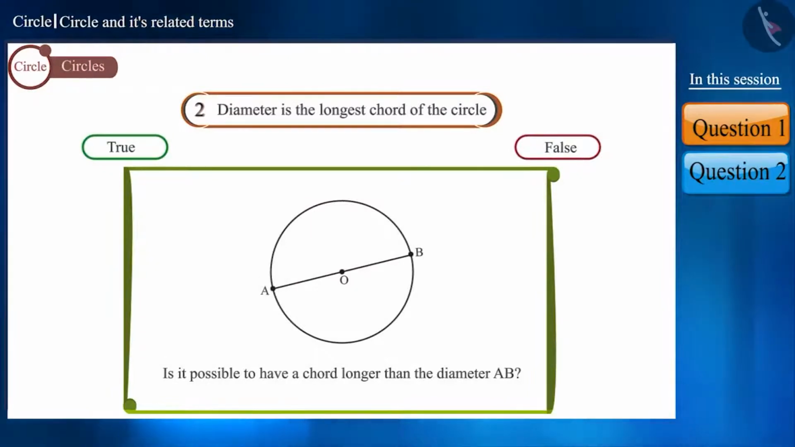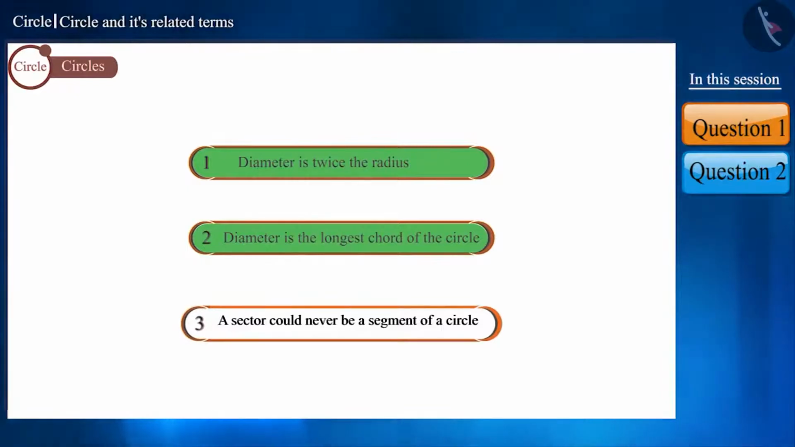You will see that in the circle, if we draw more chords parallel to this diameter, then the chords closer to the center are longer than the chords located away from the center. And the diameter, which is the chord that passes through the center, is the longest chord of the circle. You will come to the conclusion that in a circle, a chord longer than the diameter cannot be drawn. Therefore, this statement is true. Let's look at the next statement.